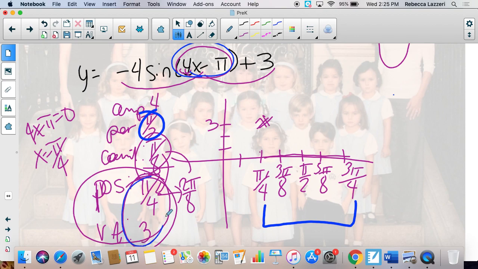I want to go put my X, the phase shift X, right there. I just think it's good to actually look at it. And then you're going to start counting by pi over 8s. And so I went out 1, 2, 3, 4. And then I look and see what kind of graph I have.